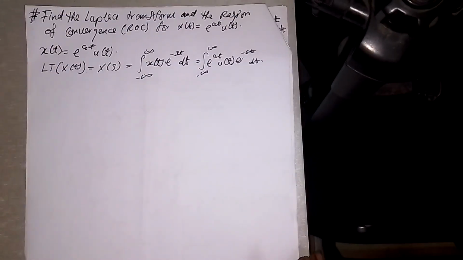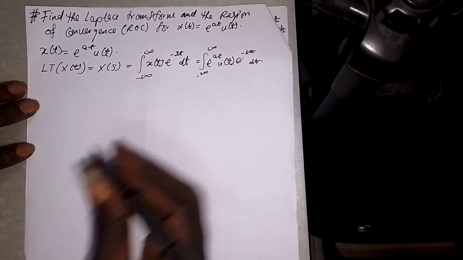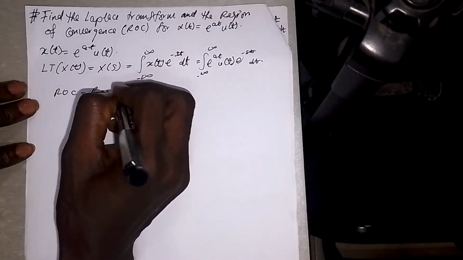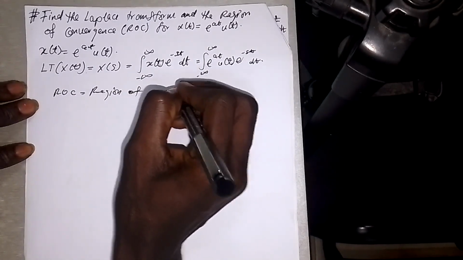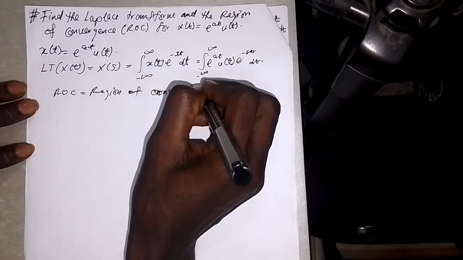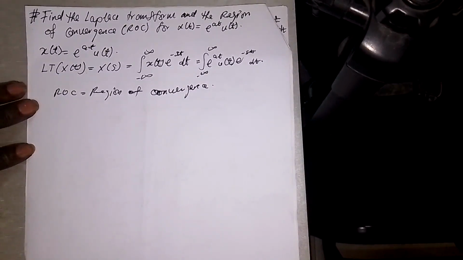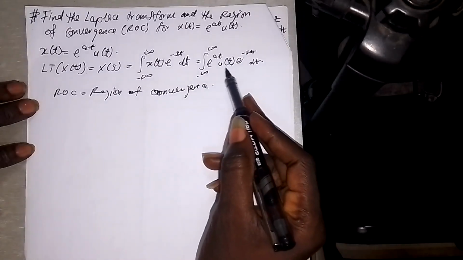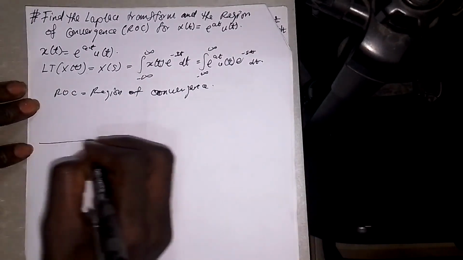All right. So the first thing I would like to find is my ROC, which is my region of convergence. So let me find my ROC. To find my ROC, it is important that I plot the unit step signal, which is u of t. So briefly, let me plot u of t.